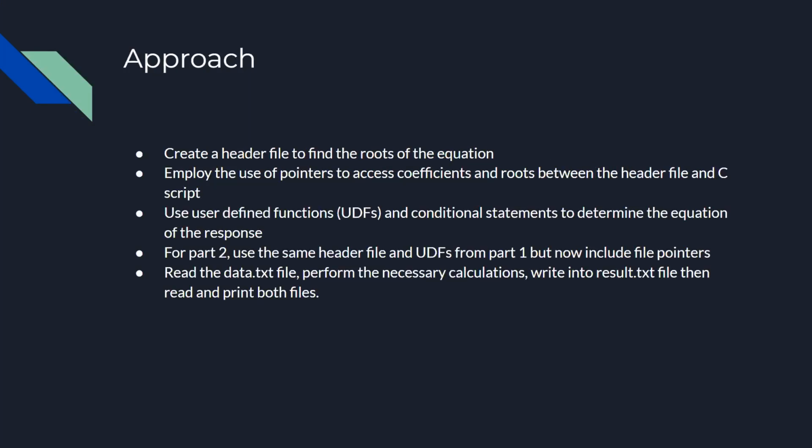The approach that I used for this project, based on the requirements outlined in the project assignment, was to create a header file to find the characteristic roots of the equation, as well as employing the use of pointers to access these coefficients and roots between the header file and the C scripts. Also, based on the project requirements, I had to create user-defined functions and conditional statements to determine the equation.